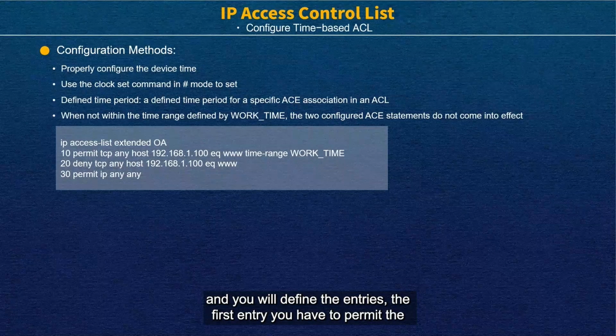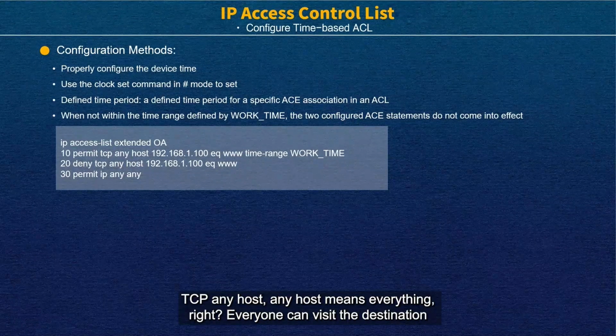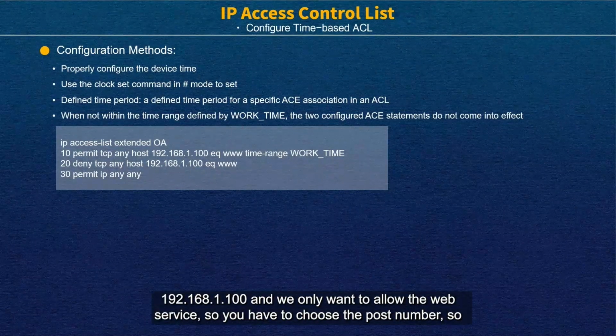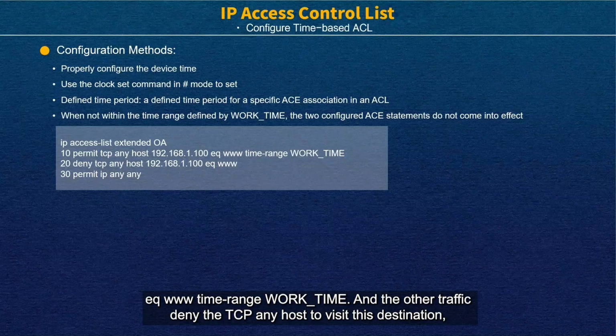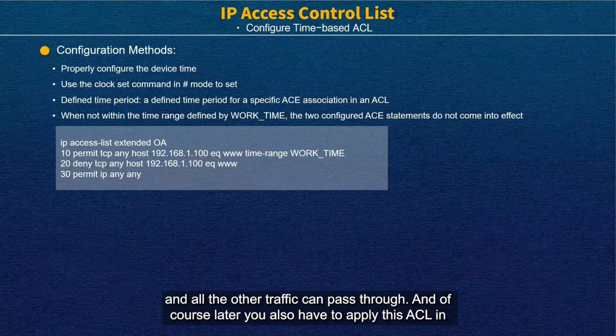The first entry, you have to permit TCP any host. Any host means everything, right? Everyone can visit the destination 192.168.1.100, and we only want to allow the web service, so you have to choose the port number, eq www, time range work time. And the other traffic, deny TCP any host to visit this destination. And all the other traffic can pass through.